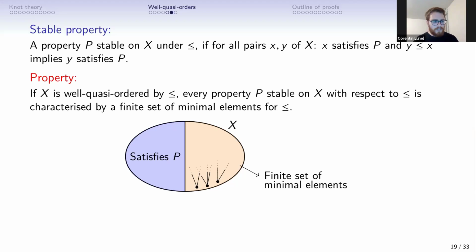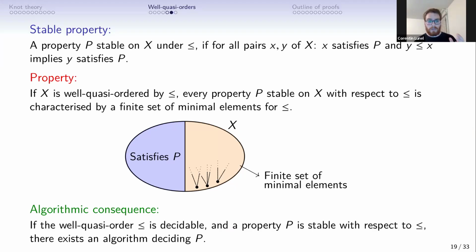So this is a nice property that has strong algorithmic consequence. Because indeed, whenever your well-quasi-order is decidable, then you have an algorithm to test your property P, because you only have to run the test for each minimal element. But something that is great here is that you don't have to actually provide the minimal set of elements to prove that the algorithm exists. You just know that the algorithm exists because the family of minimal elements exists. And you just have to run the algorithm on each of them. And that's how we prove our theorem.